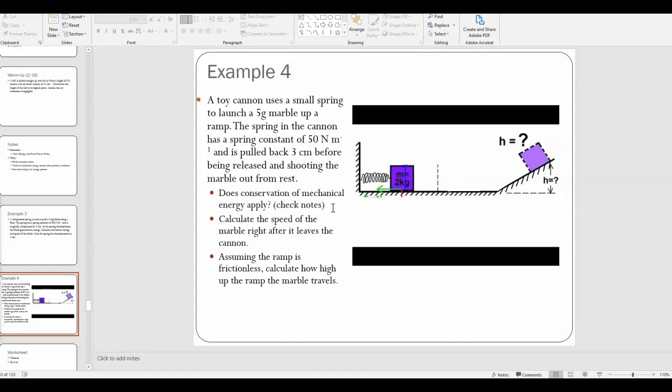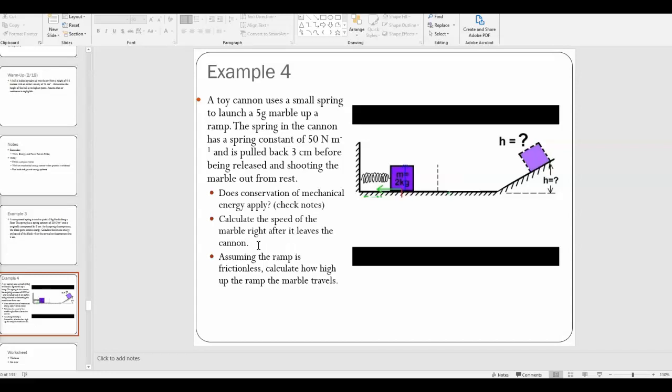Now, the first question says, does conservation of mechanical energy apply? Check notes. Okay, so remember, mechanical energy is conserved in any situation where you don't have any resistive forces. Okay, so do we have any resistive forces in this situation? Well, it doesn't say anything about friction in the problem, and later on, it says assuming the ramp is frictionless. And so we can probably infer from context that yes, mechanical energy conservation does in fact apply. Okay, so there's two questions here. I want you to try to answer the first question on your own.